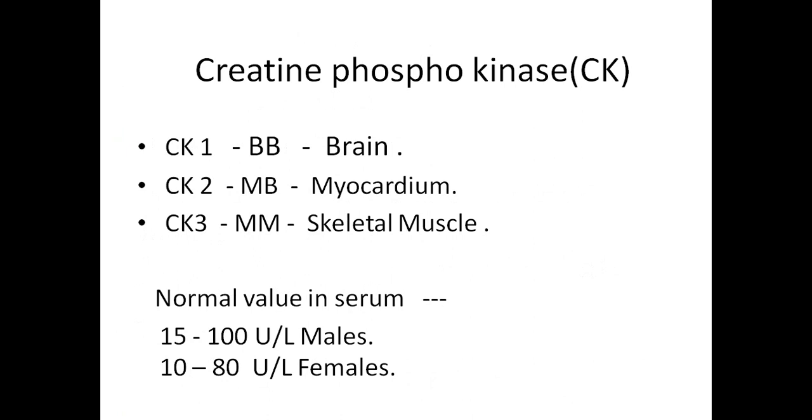Take the enzyme creatine phosphokinase, otherwise called creatine kinase, CK or CPK. This enzyme has 3 isoenzyme forms, designated CK1, CK2, CK3. CK1 is made up of 2 subunits, BB type, and is mainly present in brain.